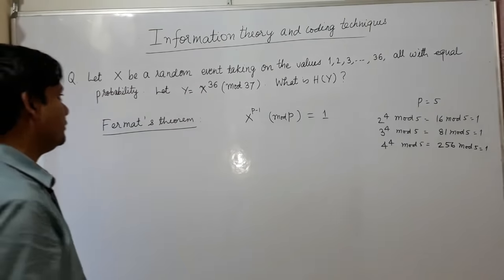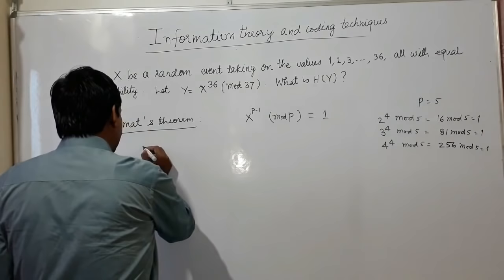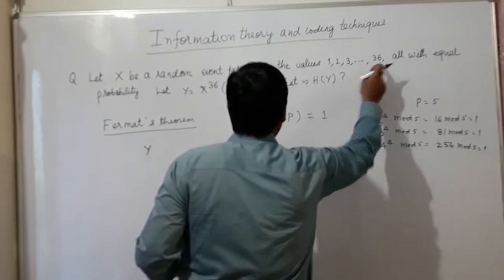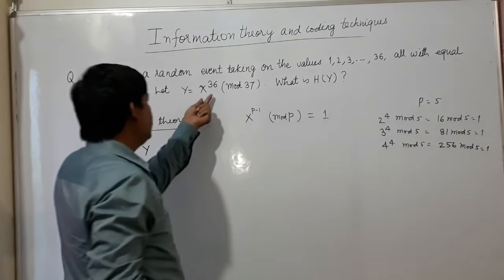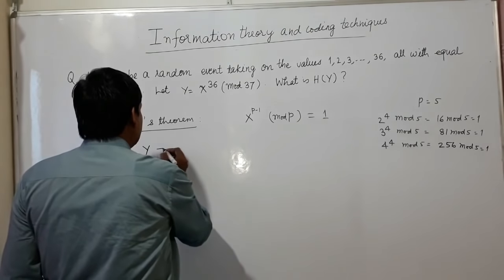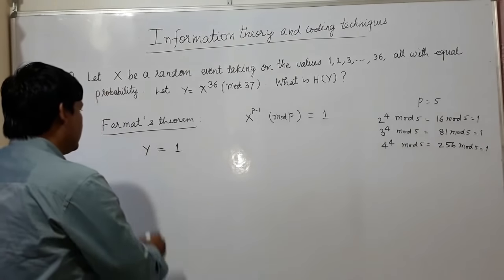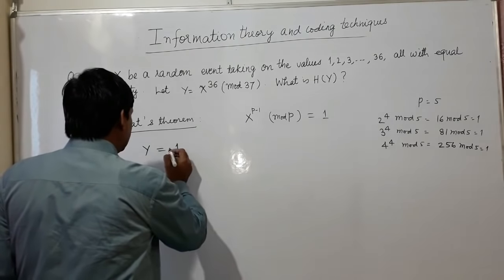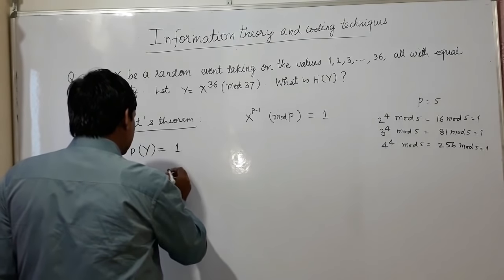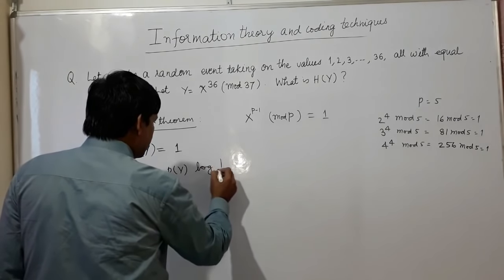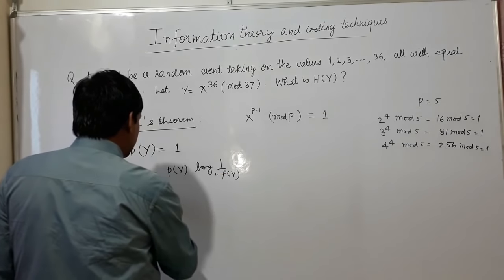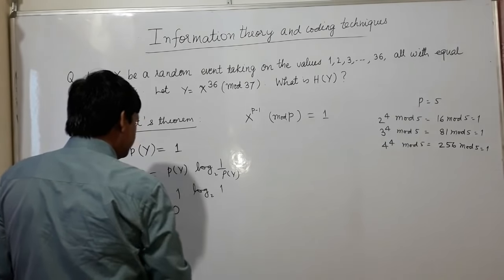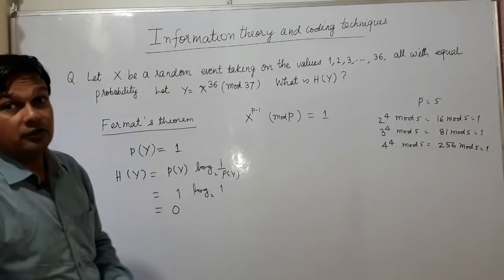We have to use it here also. If I take Y equal to X to the power 36 mod 37, and X is less than 37, running from 1 to 36, its value will always be 1. Then the entropy: probability of Y is 1, then P(Y) log of 1 upon P(Y) is 1 times log base 2 of 1. The value of log 1 is always 0, so 0 into 1 is 0. Its answer will be 0.